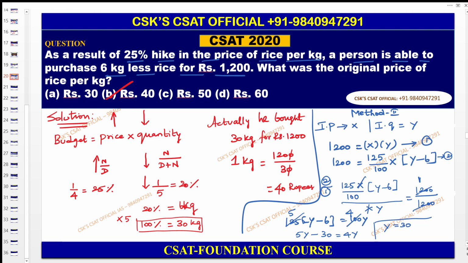So that is nothing but the initial quantity. So what is the price here? 1200 by 30. You can cancel. Again you will get 40. So therefore either method you can do. Some other method, the equation method, is also there, but not required. If you know this basic concept, that is fine.